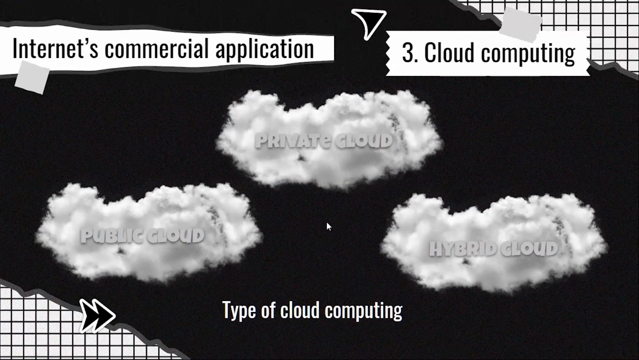The final part of cloud computing is hybrid cloud. It's simple. Hybrid cloud is something that is a combination of private cloud and public cloud. That's it. Easy, right?